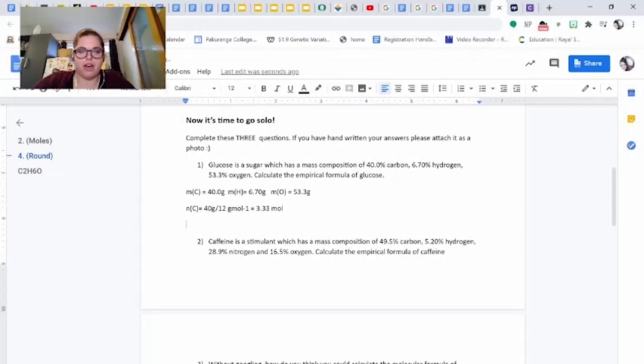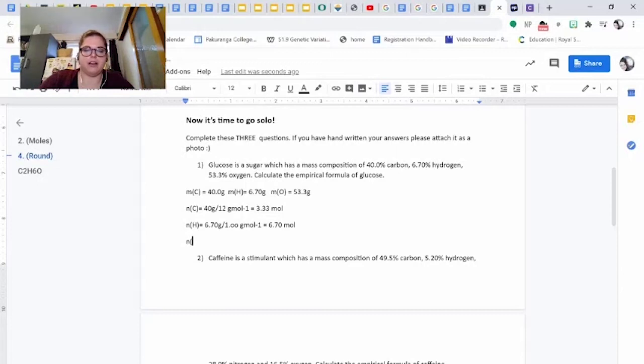Now we can work out our moles of hydrogen. Hydrogen's nice and easy because it's divided by 1. To prove to the marker that you know your stuff, you go 6.7 g over 1.00 g/mol equals 6.7 moles.